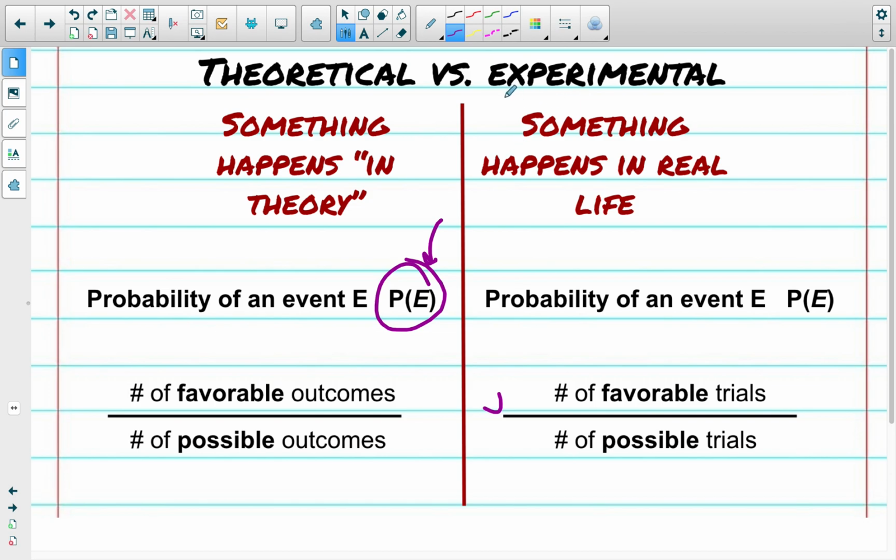Okay, an experimental probability, it's a similar idea, except we are working with something that happens in real life. For experimental probability, you'll be given data, you'll be given results from an experiment, and you'll be asked to compute the probability of that event actually happening. So we take the number of favorable trials, or the number of times something happened that we want, and we divide that by the total number of possible trials.